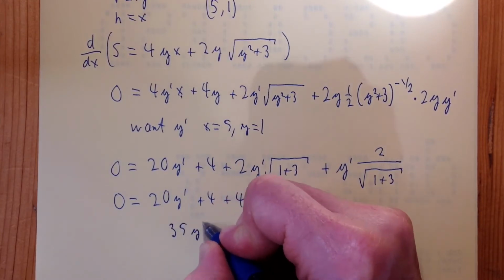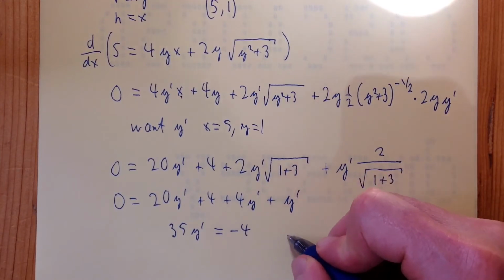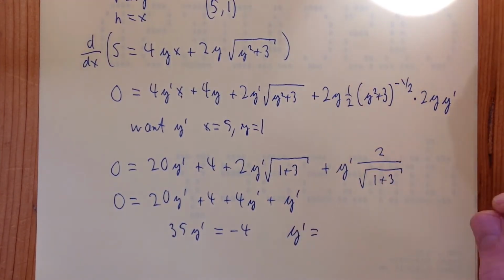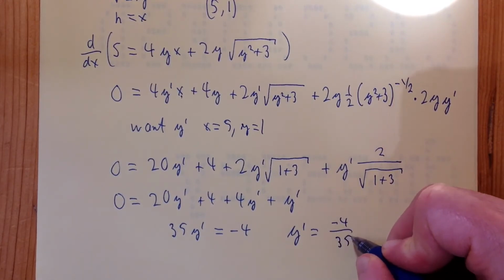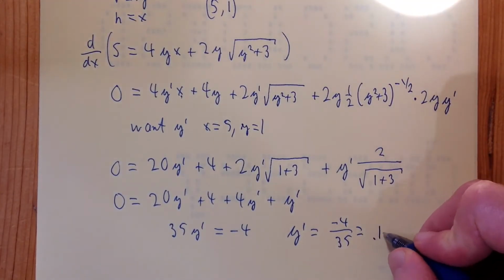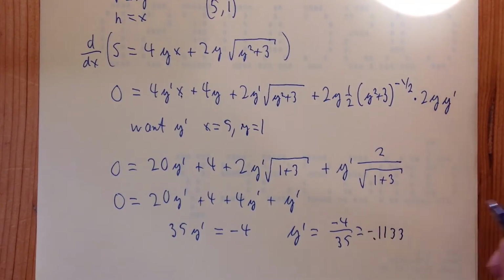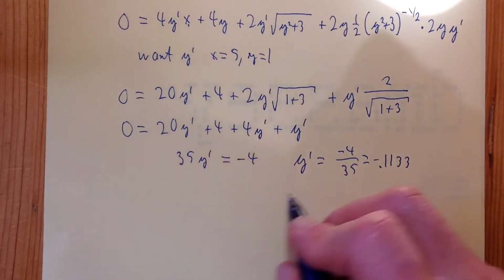So 35y prime, and that's equal to, put the 4 on the negative side, negative 4, so y prime is equal to negative 4 over 35, which is probably some horrible number. 4 divided by 35 is 0.11428, 0.11429, let's say 0.1143. So 0.1143, and it's negative. Okay, now we have our point, and that's our slope.